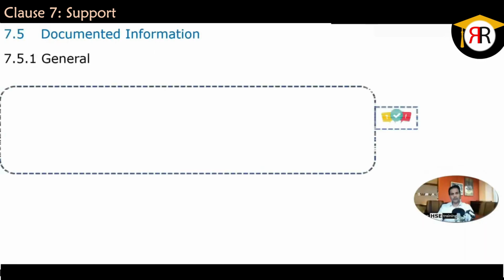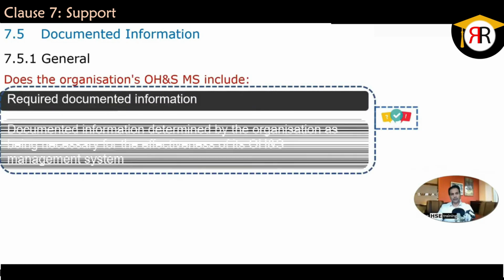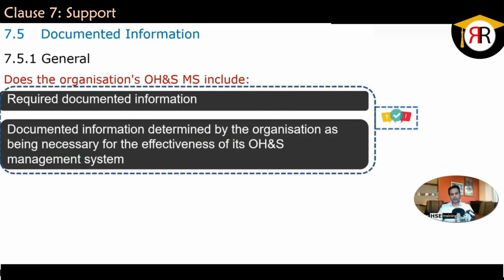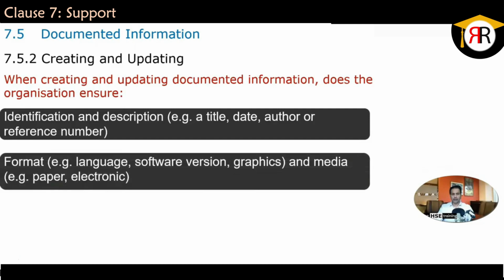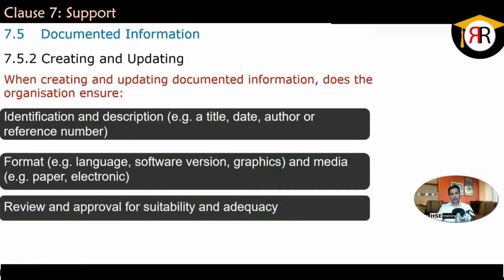On documented information, does the organisation include the required documented information and documented information determined by the organisation as being necessary for an effective OHS management system? When creating and updating, does the organisation ensure identification and description, title, date, author, and also format, language, software version, graphics? Let's not forget review and approval for suitability and adequacy.